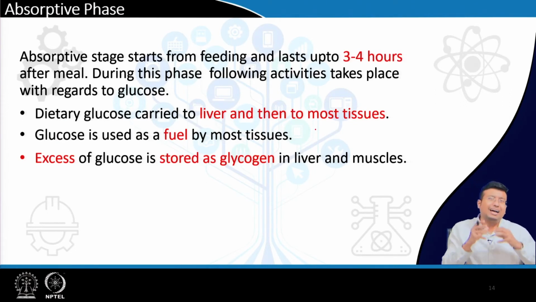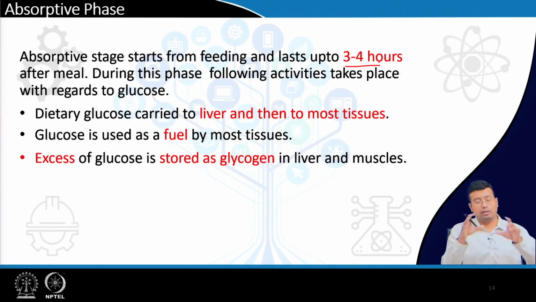So, when adequate diet is there, the absorptive phase of glucose starts and it lasts 3 to 4 hours after the meal. This dietary glucose now enters into our system, it reaches the liver and most of the tissue. Glucose is the fuel for most of the tissue, right, and excess glucose is stored as glycogen in liver. There is no problem when you are adequate in diet.